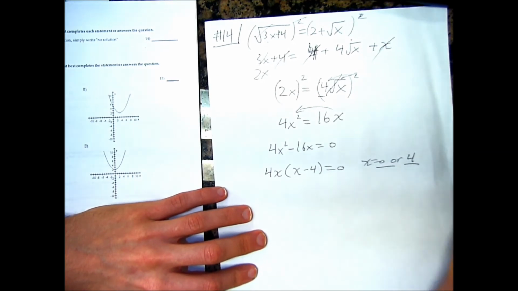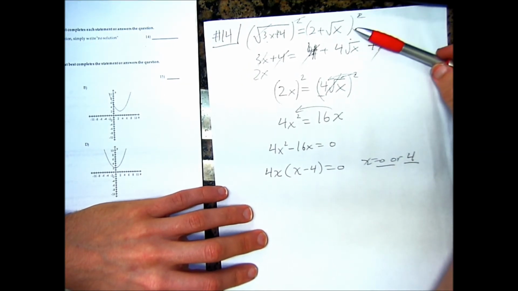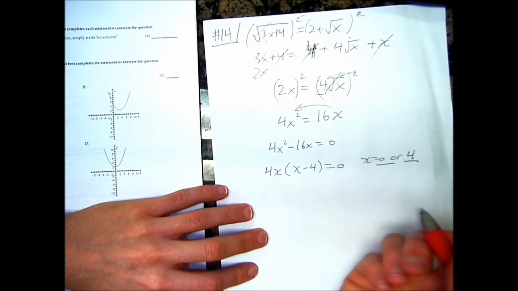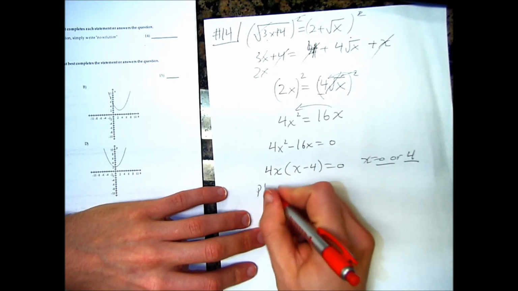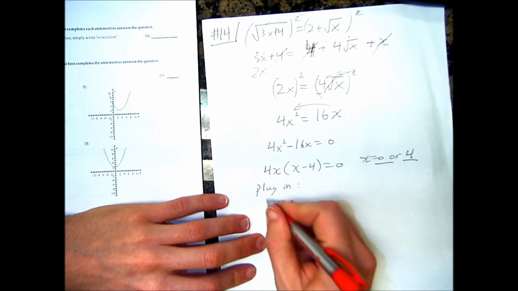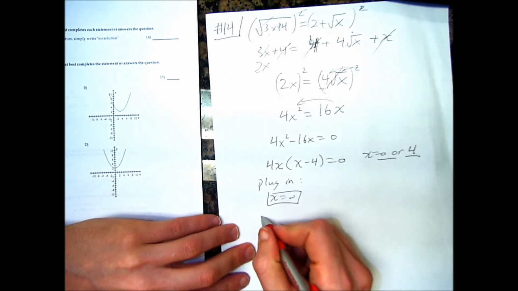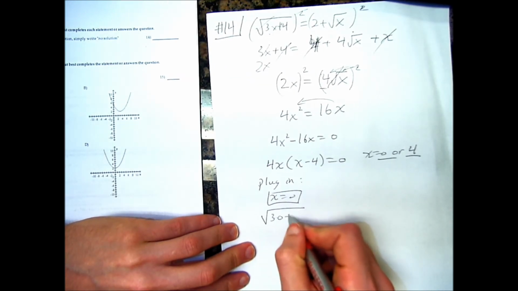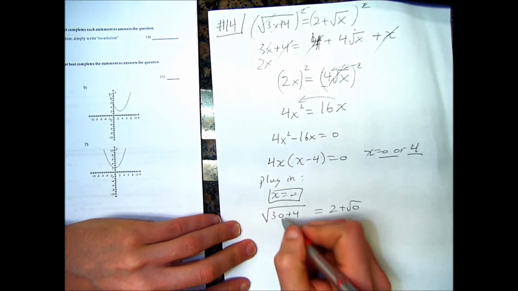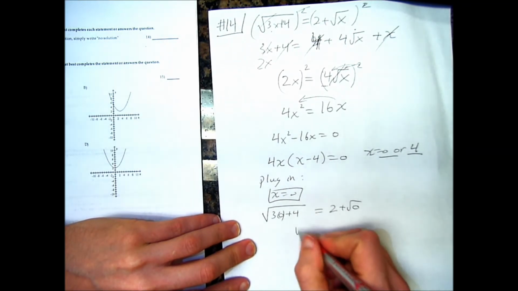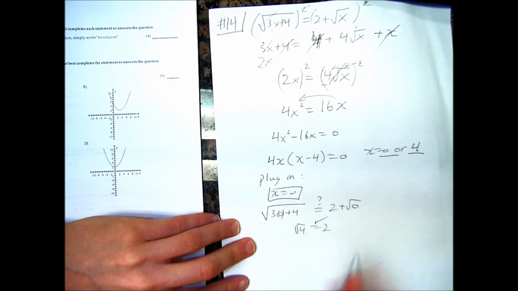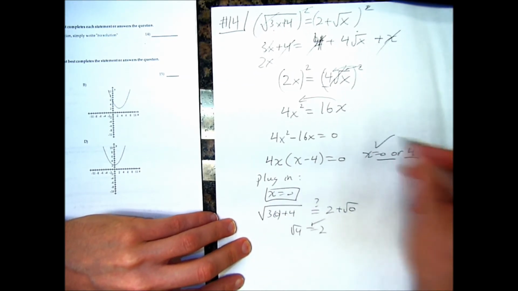Now, remember that we don't know how many of these are going to work. So we have to go back and plug in. So I plug in, let's say x equals 0, and I get square root of 3 times 0 plus 4 equals 2 plus square root of 0. So square root of 4 equals 2, well, that's true. So this one works. This is a solution.